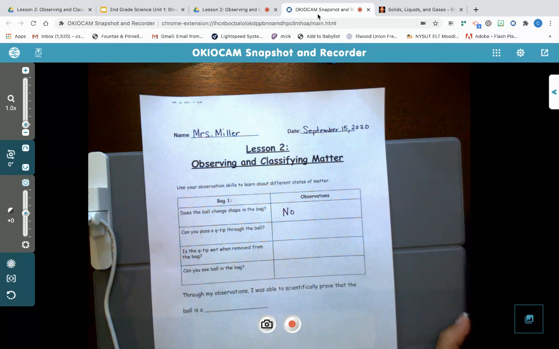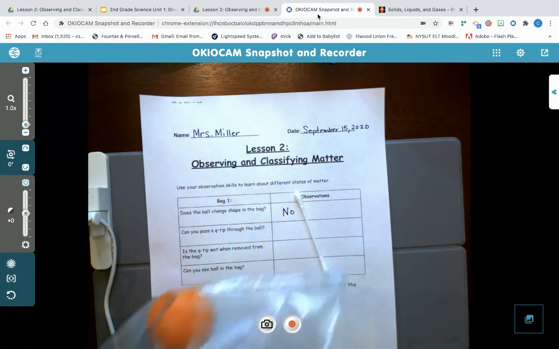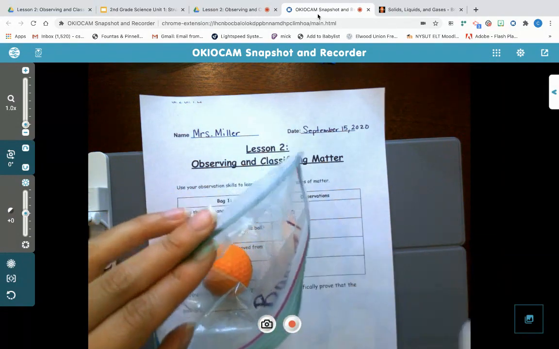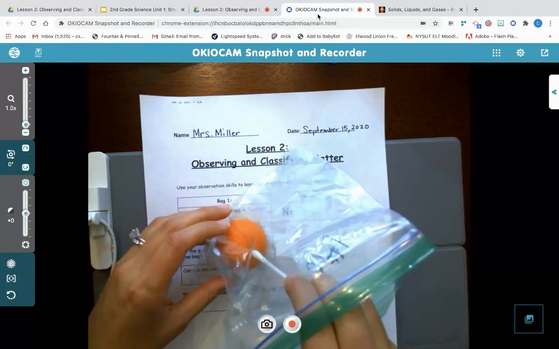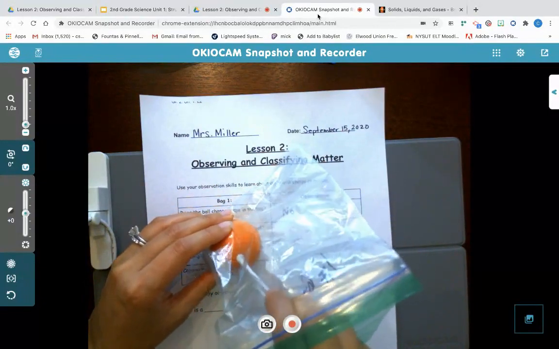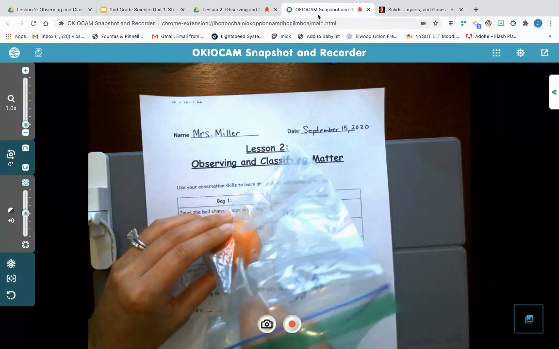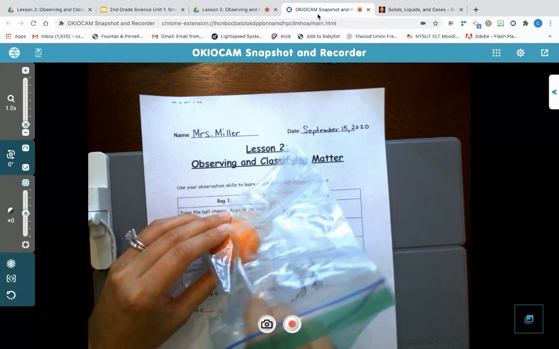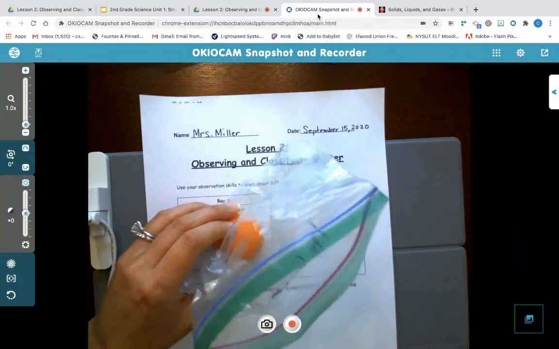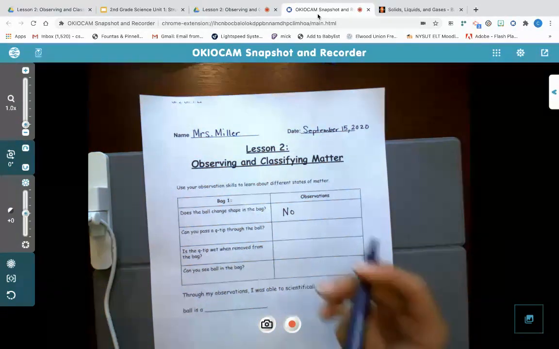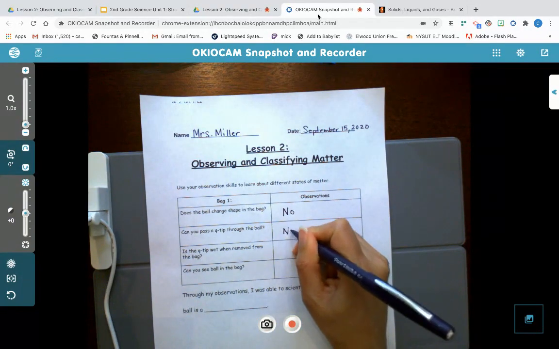The next question says, can you pass a Q-tip through the ball? Let me see, I have my Q-tip here. Now I'm going to take the Q-tip and I'm going to try to pass it through. Does it pass through? Thumbs up, thumbs down. No, it does not. So again, we can simply record the word no.